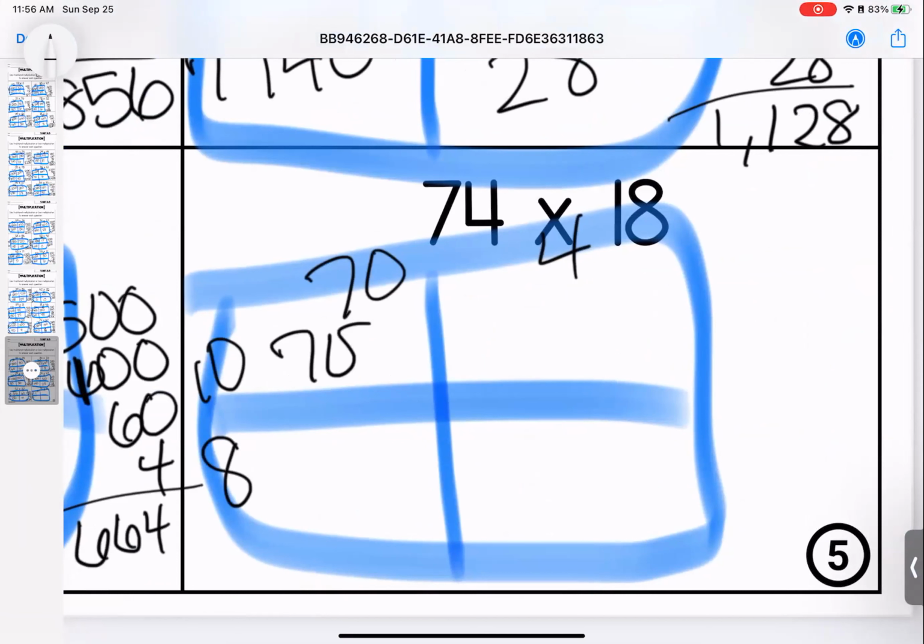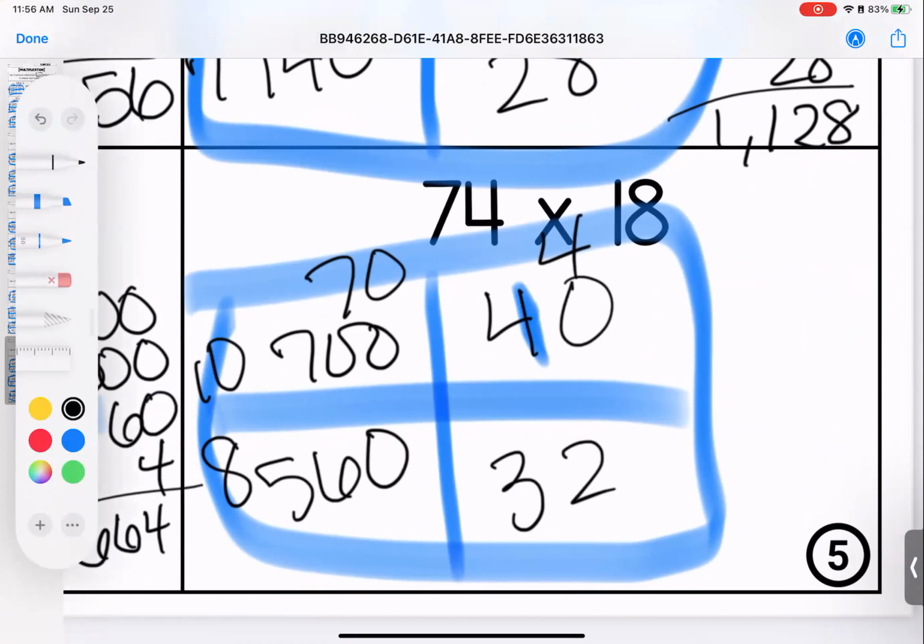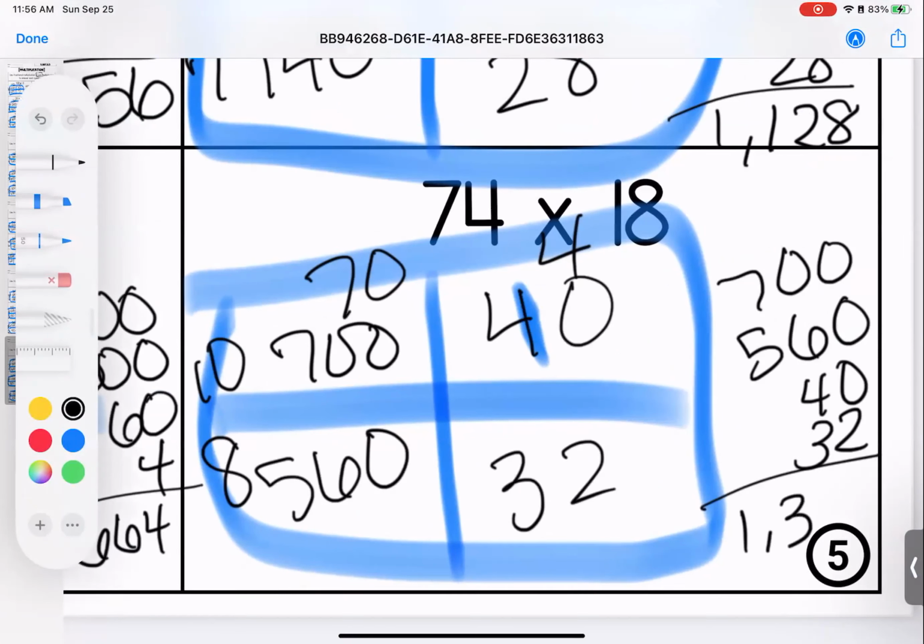7 times 1 is 7. Add 2 zeros. 4 times 1 is 4. No, don't switch it right now. Is 4. We have a 0. 8 times 7 is 56, 1 0. 8 times 4 is 32. We stack. We add. We have 1,332. That is the end of our homework for this week.